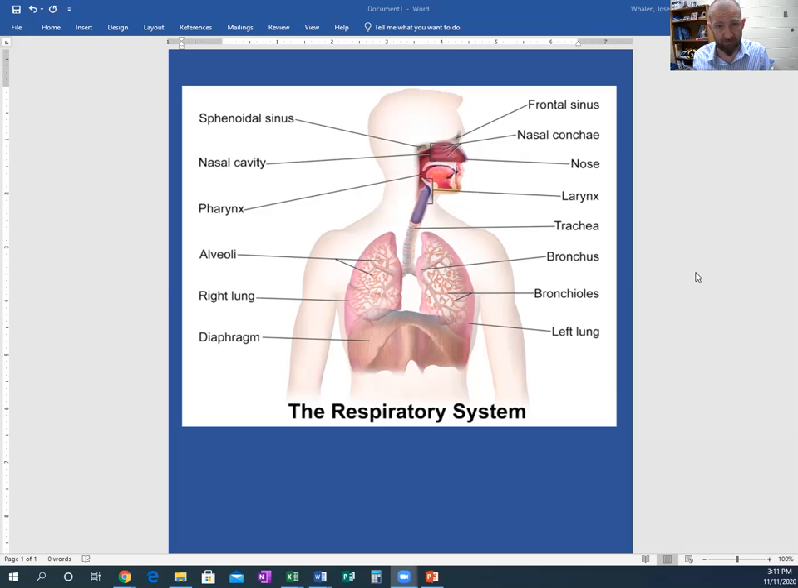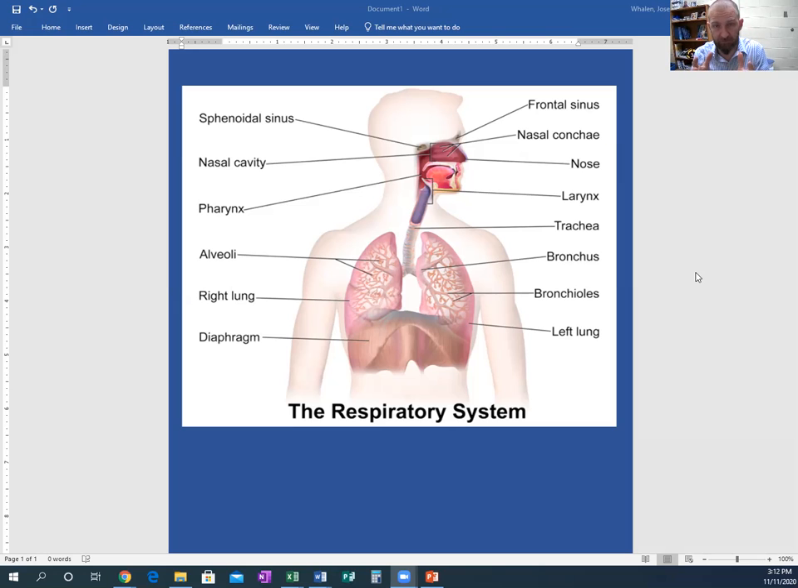Again, main job is ventilation, bringing gases from the outside world, oxygen, all the way down to the alveoli, and then taking the gases at the alveoli. In this case, it's going to be carbon dioxide, and removing that from the system through exhalation. Now, another job that the respiratory system has is that the alveoli are the site of respiration, where there's the exchange of gases.